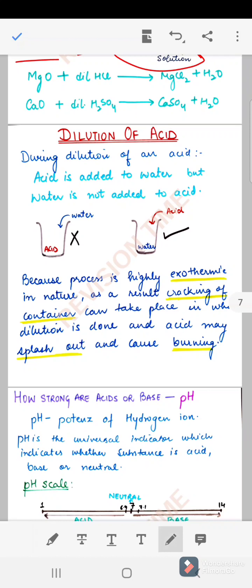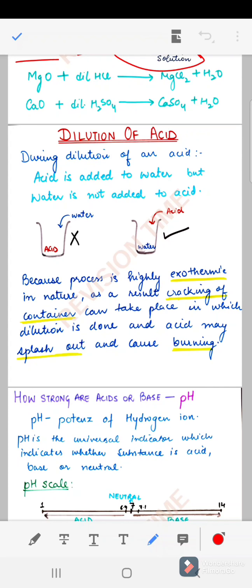In the protocol, we always add acid to water, but not water to acid. By this I mean that first of all you should always put water in the beaker or in the test tube that you are using, like this, and then you can add the acid to it slowly.